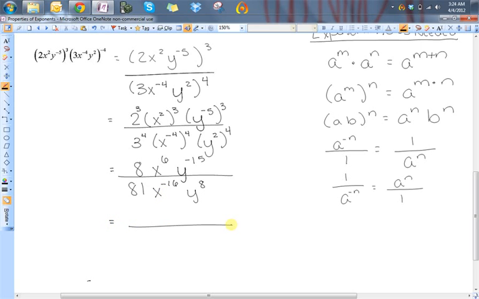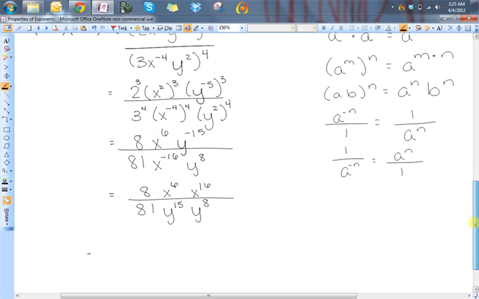Okay, so the 8 and the 81, nothing's happening to those. Also, these two factors here that have positive exponents, I'm not doing anything with them either. So I'm just going to rewrite them here. The only thing I'm going to change is the things that have negative exponents. If it's in the numerator with a negative exponent, you make it positive by bringing it down to the denominator, so y to the positive 15th. If it's in the denominator with a negative exponent, you make it positive by moving it up to the numerator, so x to the 16th.